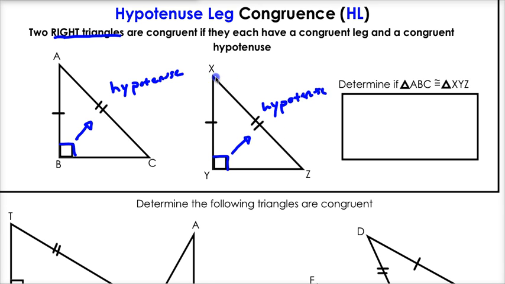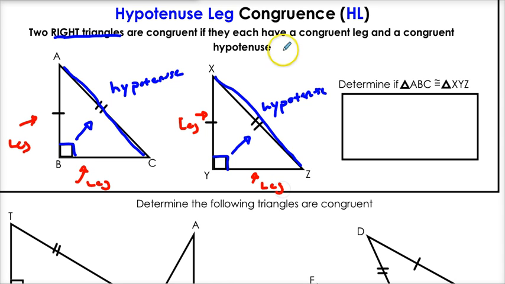Now the other sides are called legs. So the ones that aren't your hypotenuse are legs. So here's a leg, and this is a leg. And this is only for right triangles. Those are the non-hypotenuse sides.